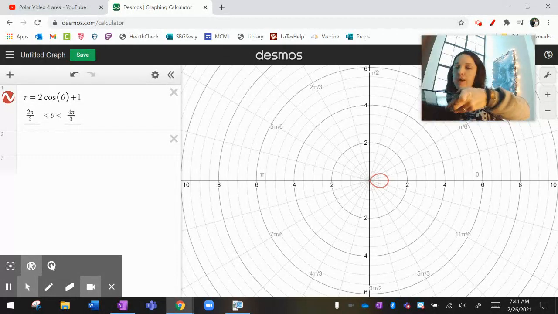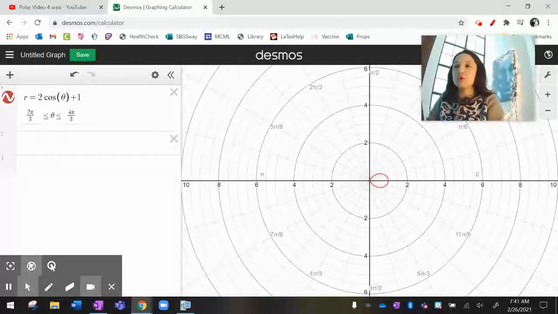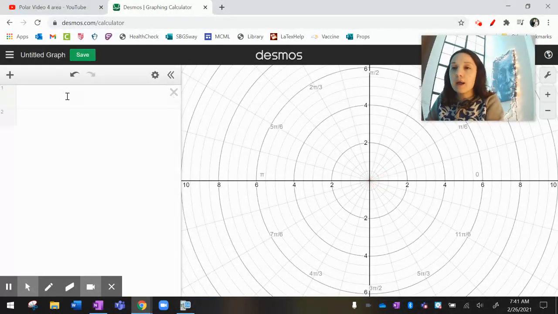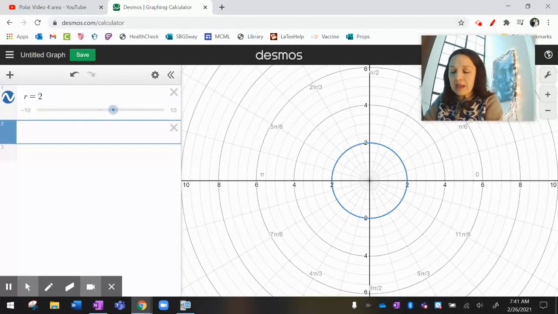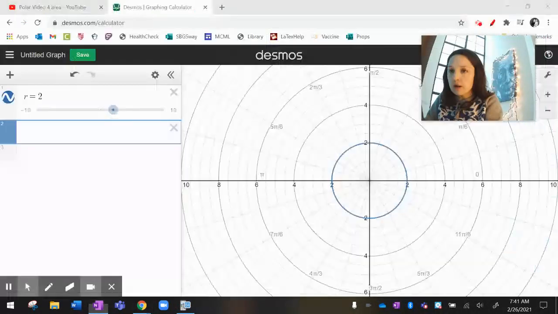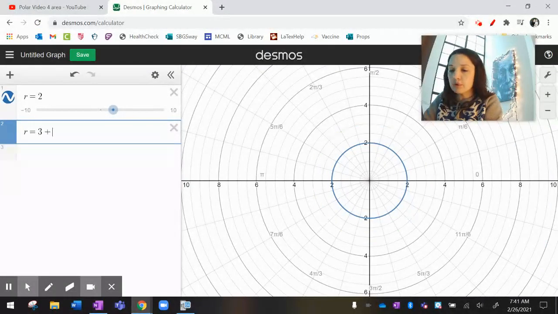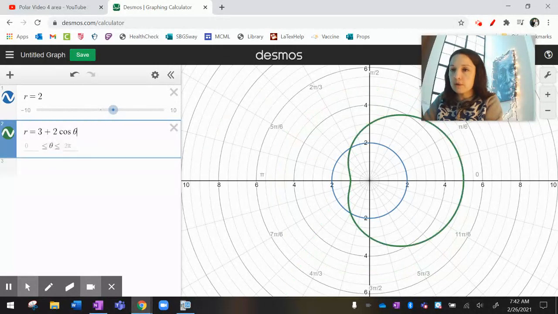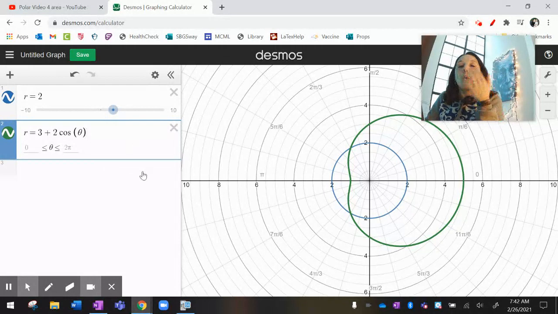So if I graph this here on Desmos, I have the graph of r equals 2. And I have the graph of, don't look, 3 plus 2 cos theta. R equals 3 plus 2 cos theta. Okay. So I had to figure out where these intersected. So the first thing I did is figure out where they intersect. And you can actually see it here. They intersect at 2 pi over 3 and 4 pi over 3.